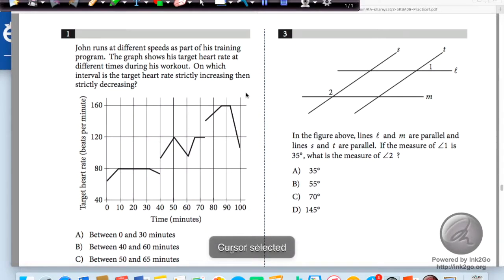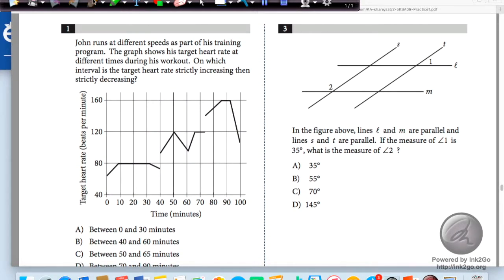So question 3 is, in the figure above, lines L and M are parallel, and lines S and T are parallel. So L and M here are going to be parallel, usually represented by this notation, and then S and T are going to be parallel. I like that because immediately I can tell that these angles here are all going to be the same. They're all going to be congruent. And then I know that everything here is also going to be congruent given the parallel lines.